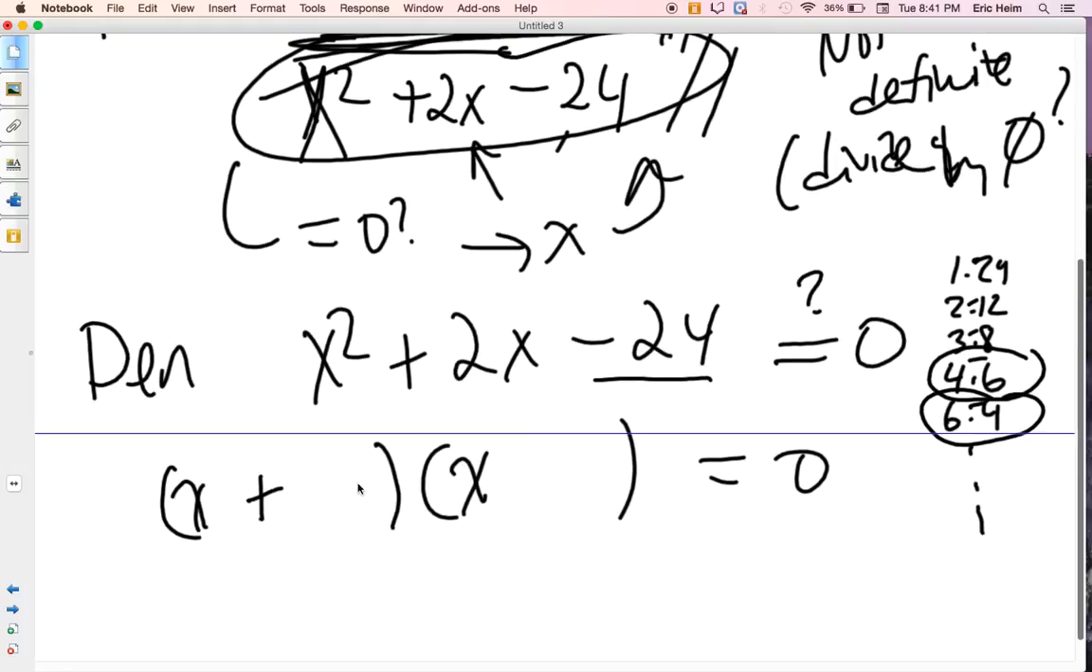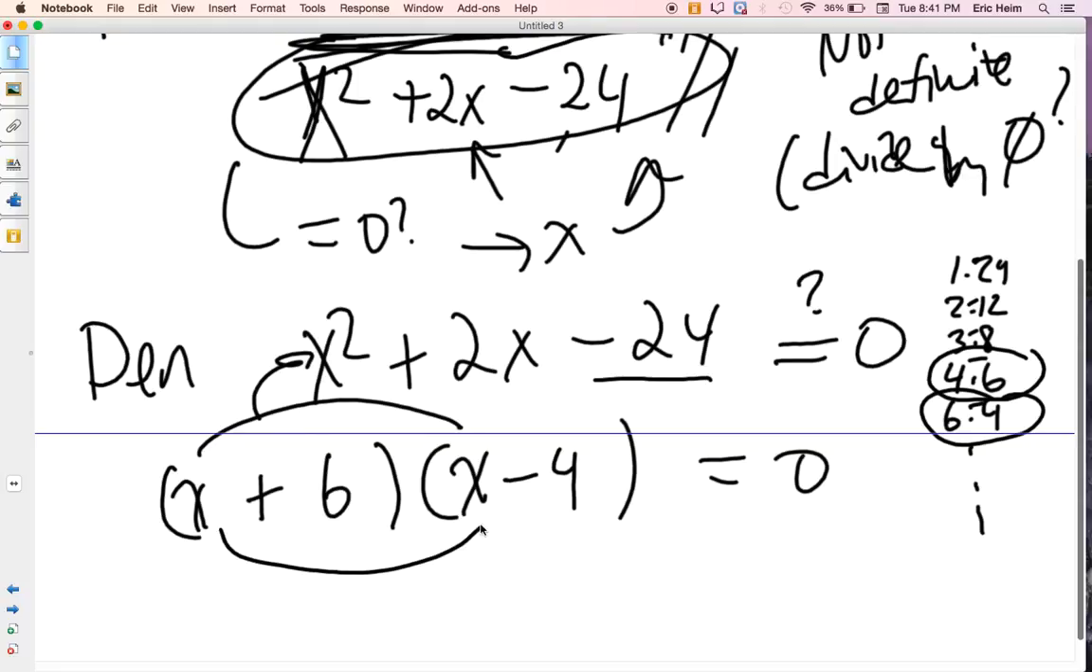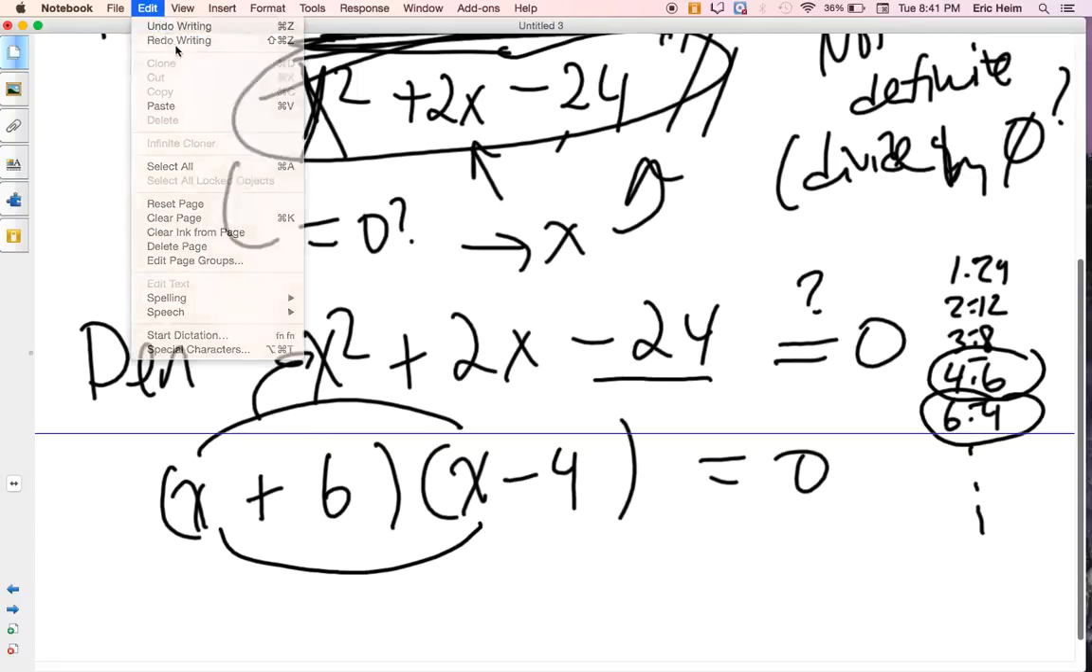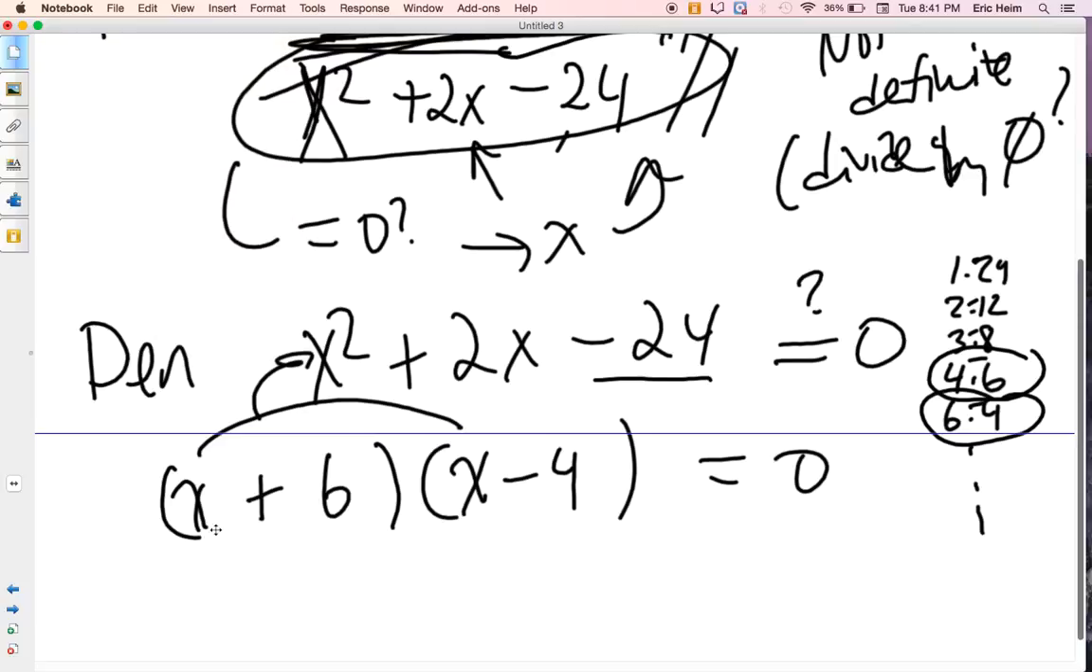So here's how it works. You write x plus 6 times x minus 4. Oops, do that again. x squared minus 4x plus 6x gives us positive 2x. And the last, this is FOIL, right? First, outer, inner, last. 6 times negative 4 is negative 24. So we have done it.